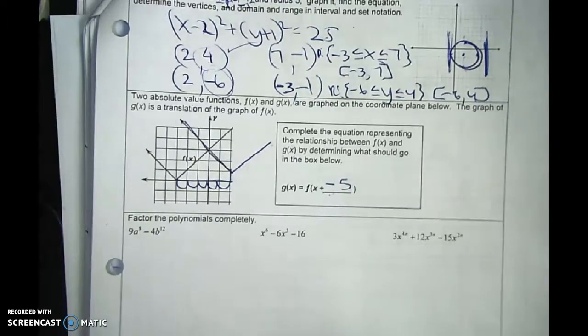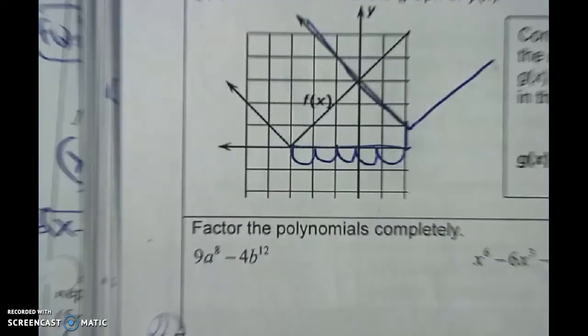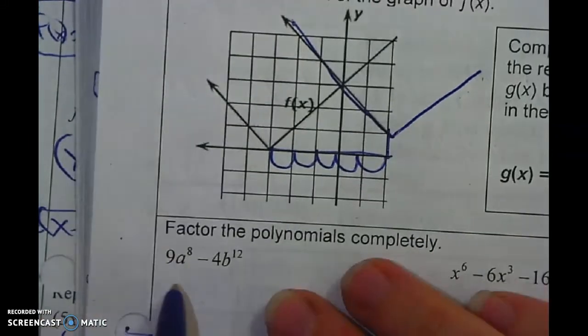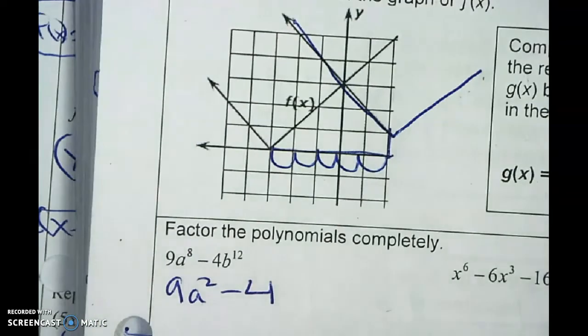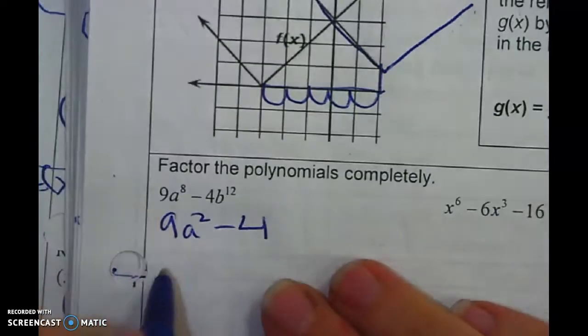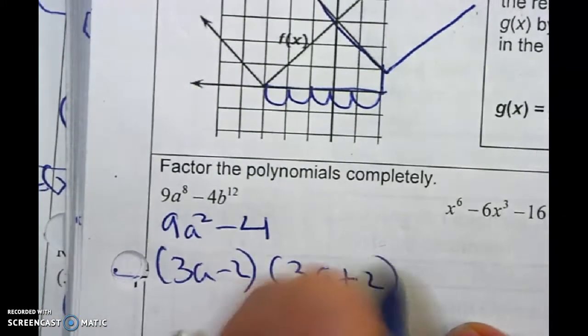All right, but anyways, so now we need to factor. Remember, when we're dealing with factoring, my issue is if it looks too scary, simplify it. Okay, so this is like 9a squared minus 4. That makes me feel safer. Get rid of that b, make it a squared. Now it's the square root thing. 3a minus 2, 3a plus 2.